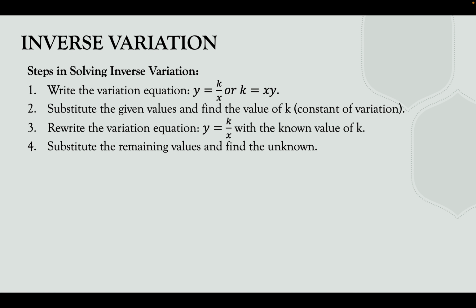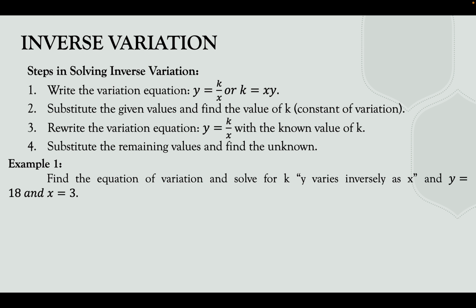So these are the steps in solving inverse variation. First, we need to write the variation equation y equals k over x, or k equals x times y. Next, we need to substitute the given values and find the value of k, or the constant of variation. Third, we need to write the variation equation y equals k over x with the known value of k. And lastly, we need to substitute the remaining values and find the unknown.